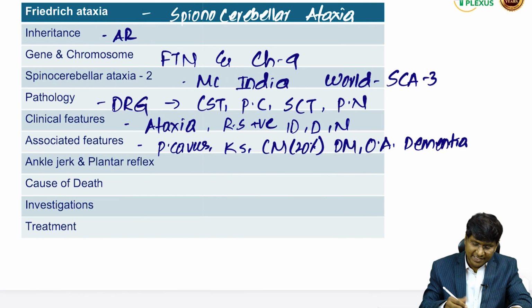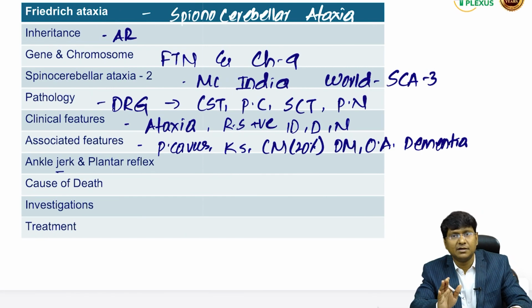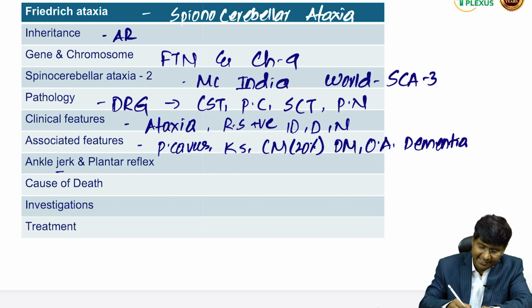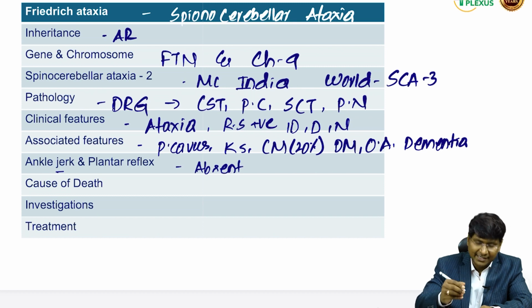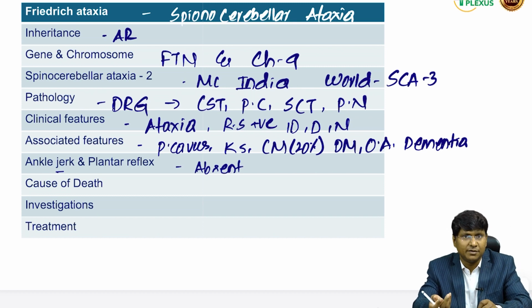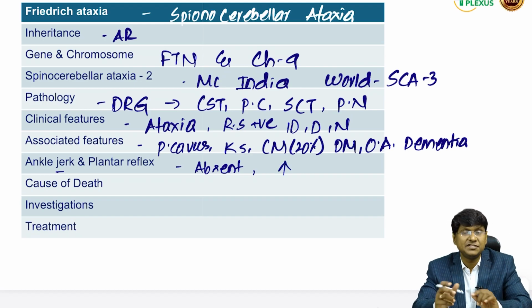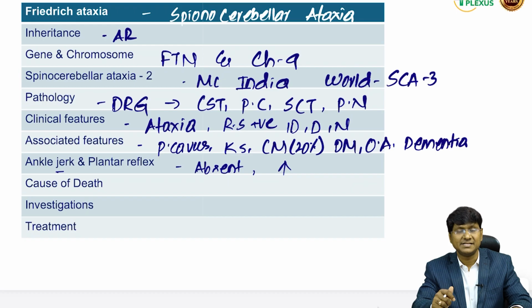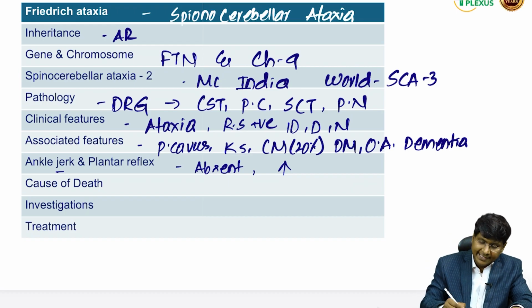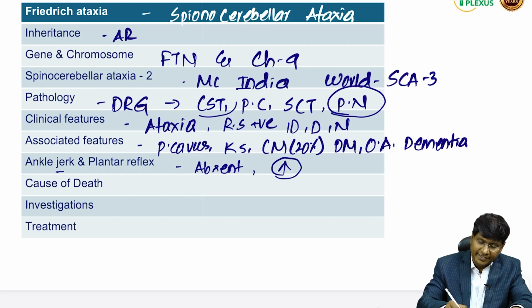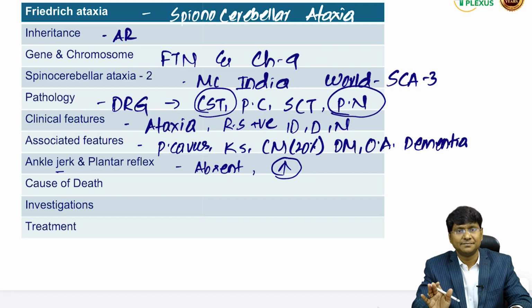The unique feature of Friedreich's ataxia is that in these individuals the ankle jerk is absent. Ankle jerk absent is a feature of lower motor neuron palsy, but the plantar reflex is upgoing, that is Babinski sign, which is a feature of upper motor neuron palsy. Why? Because the ankle jerk is lost due to pathology of the peripheral nerve, and the plantar reflex is upgoing because of involvement of the corticospinal tract.